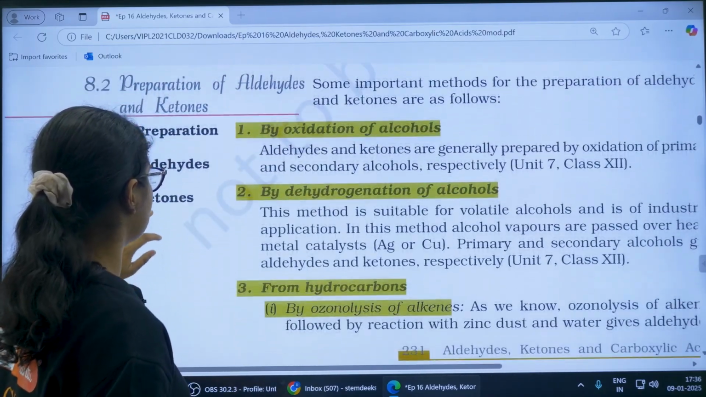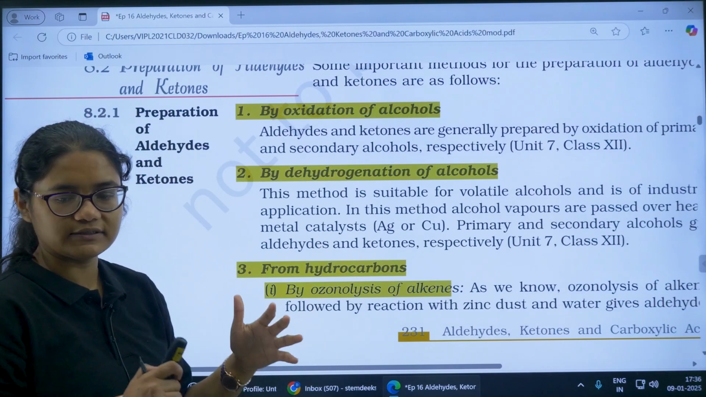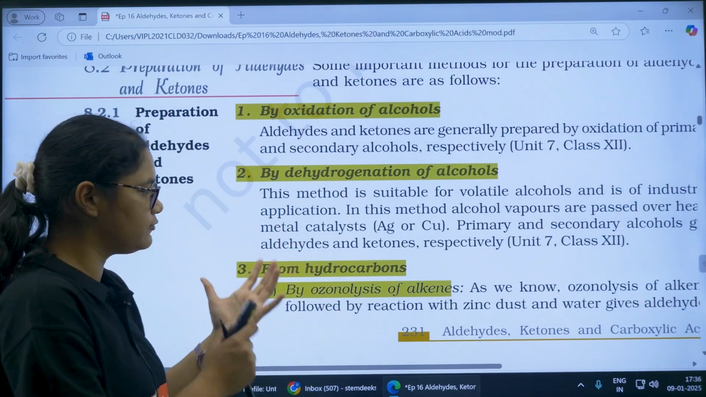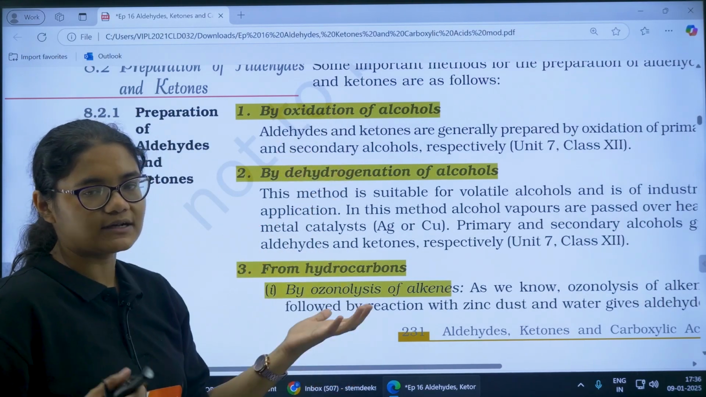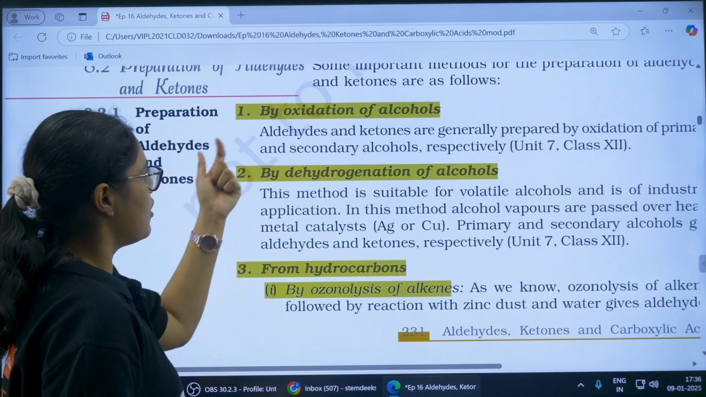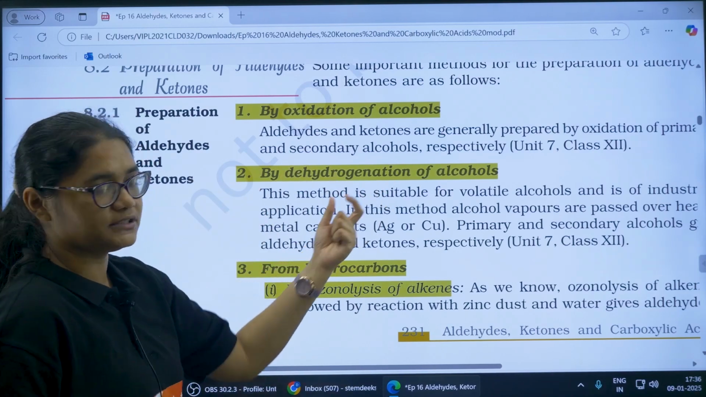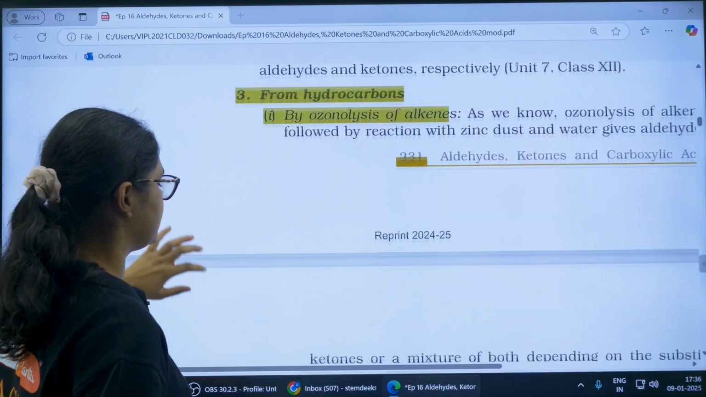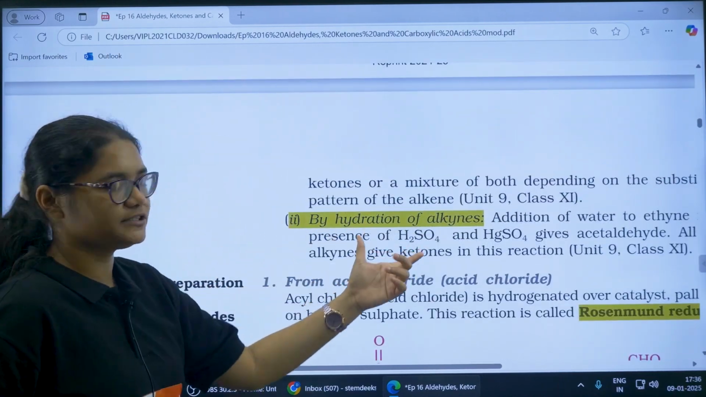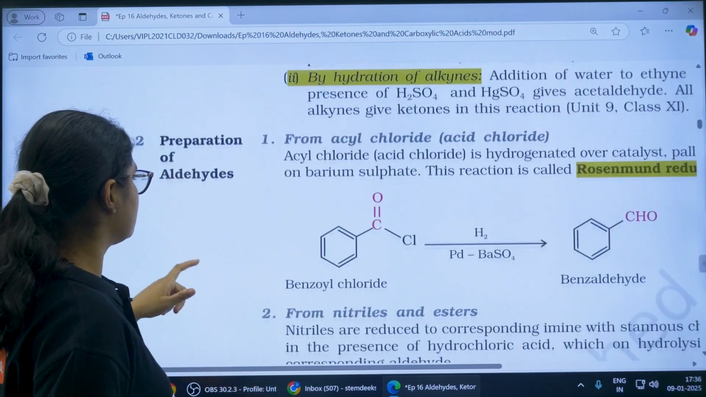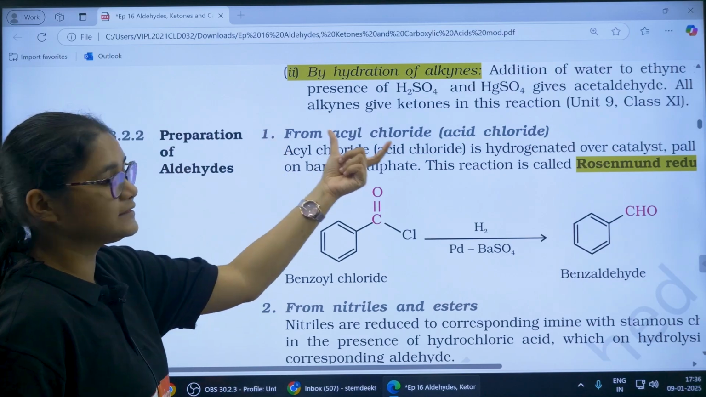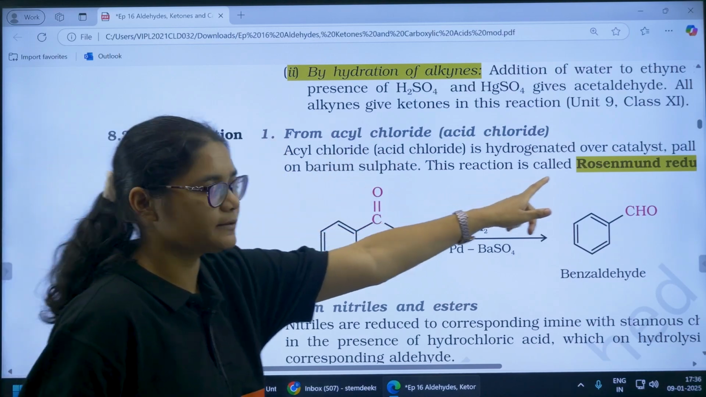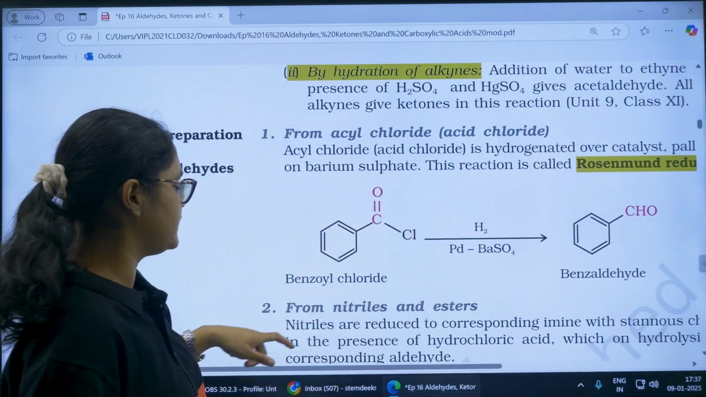Next we have preparation of both aldehydes and ketones. You will generally study this even if you do not study the NCERT book. These are the things that you have to study: oxidation of alcohols, dehydrogenation of alcohols, from hydrocarbons by ozonolysis of alkenes, then by hydration of alkynes. Next, coming to preparation of aldehydes from acyl chloride, the Rosenmund reaction, the statement and the reaction.